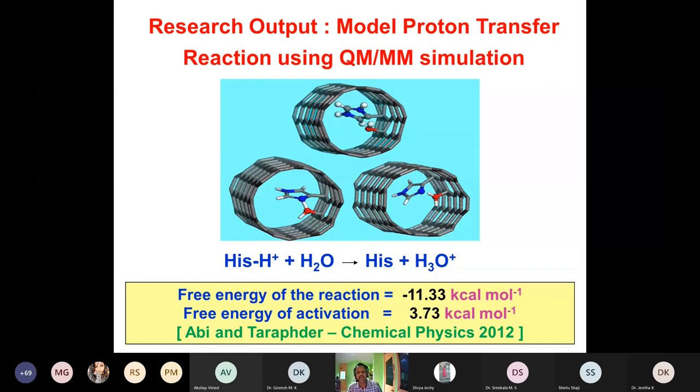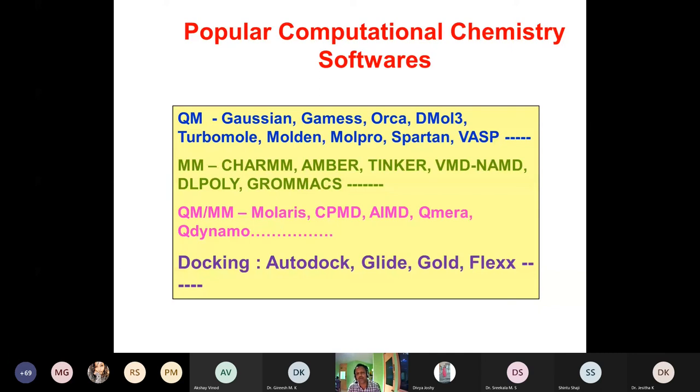And we published this research output. The reaction is histidine-H+ plus H2O gives histidine plus H3O+. This is a simple proton transfer reaction carried out inside a carbon nanotube, and we published this research output as an output of QM/MM studies. Right. A lot and lot of software is now available.